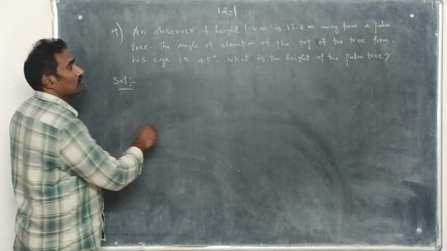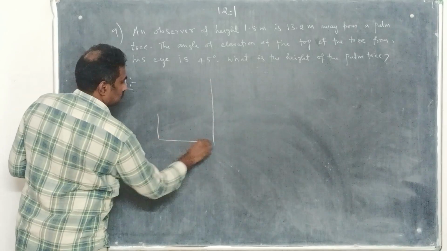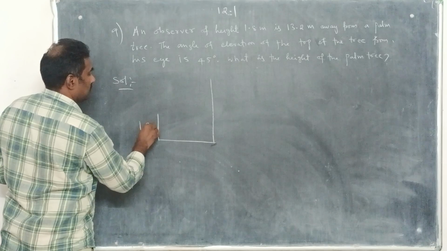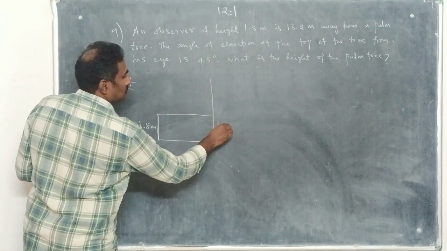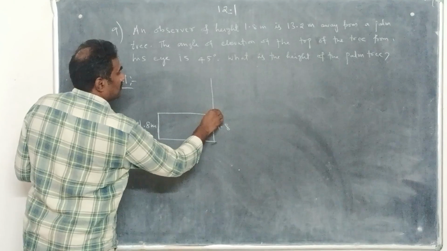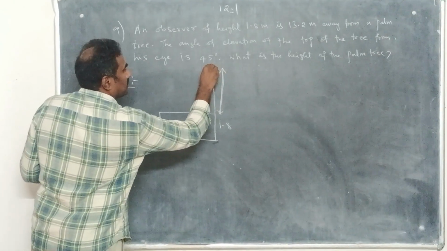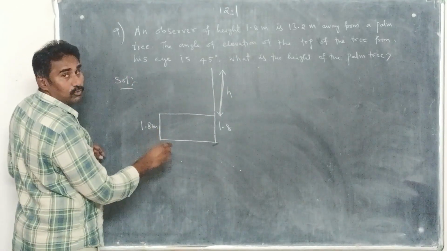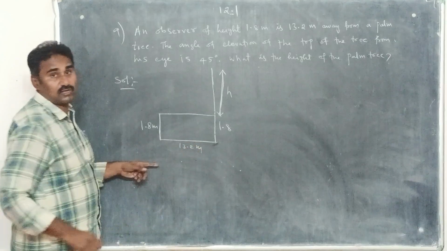So you have to draw the diagram like this. This is the observer height, 1.8 meters. Same like that only you draw. Here it is also 1.8 meters. Then the remaining part is the height of the palm tree. Up to here you take it as h. Here one more condition is given. The observer is at 13.2 meters of distance.